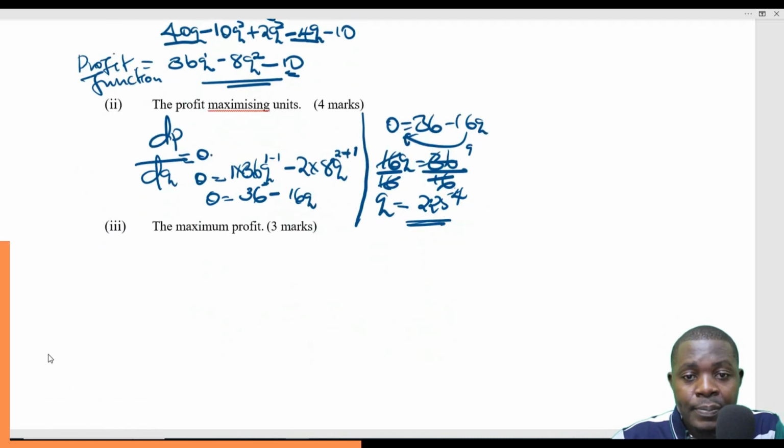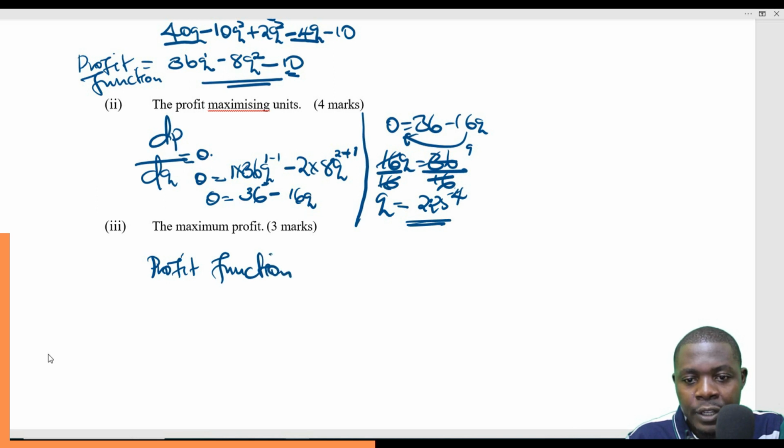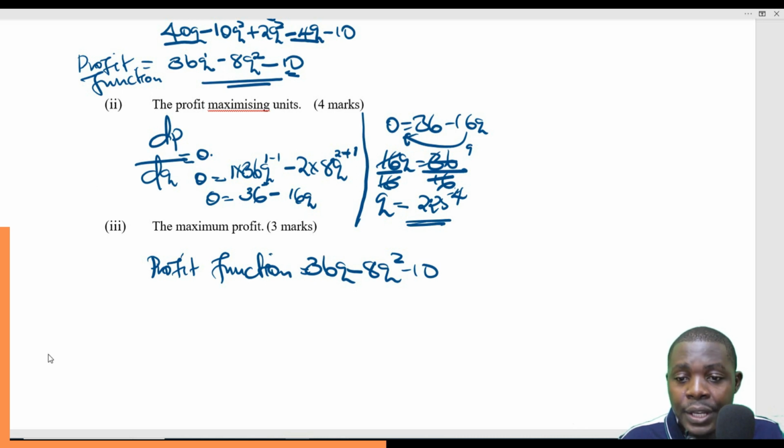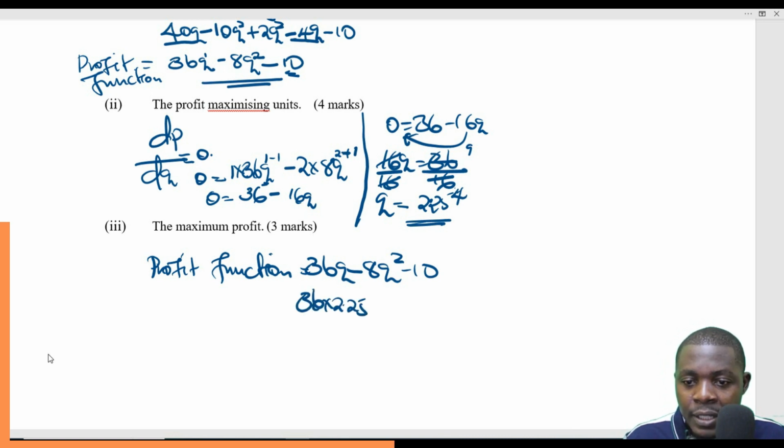In Roman 3, you are being told to find the maximum profit. For maximum profit we take the profit function, which was 36Q minus 8Q squared minus 10. Where Q is, you are going to substitute 2.25. Therefore, we have 36 multiplied by 2.25 minus 8 multiplied by 2.25 squared minus 10.